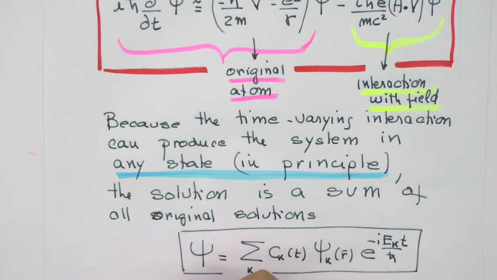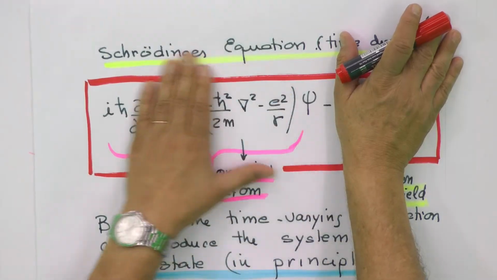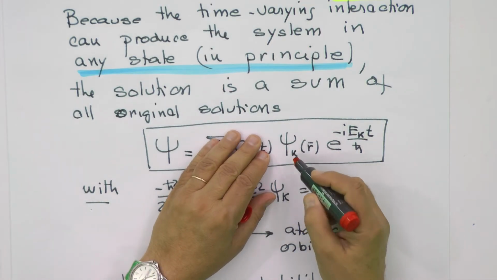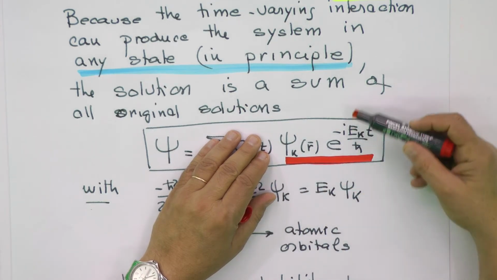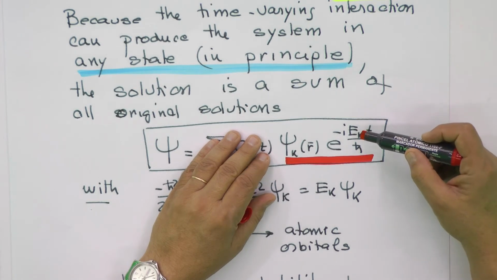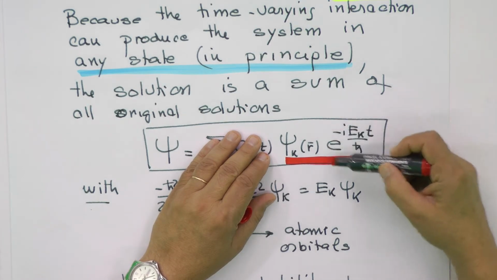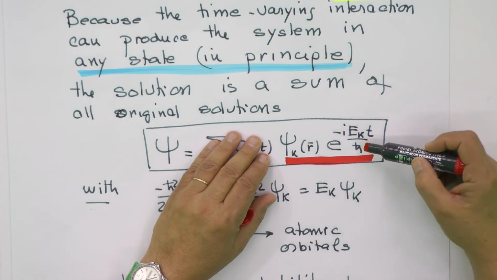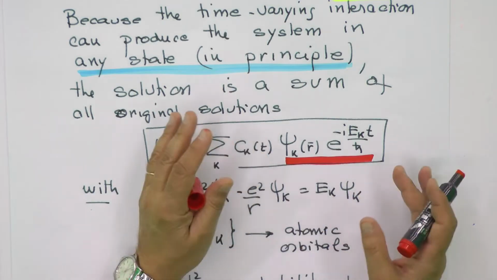Because of this, and if I don't have this interaction, the solution of this problem we already saw is this guy here. The solution is a spatial part and a time part, and the time part is the oscillation that depends on the energy. We told you this. The energy of the states determines the time oscillation of the wave function, and the spatial part depends on the potential that holds.